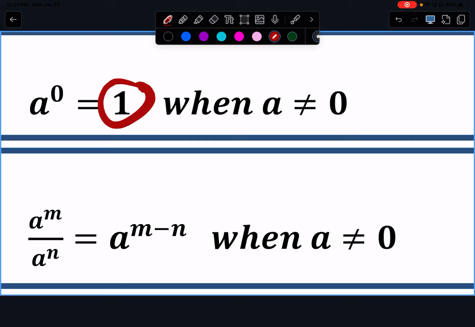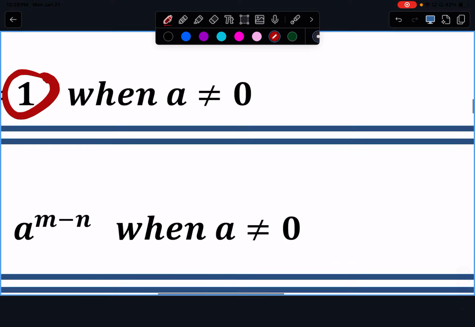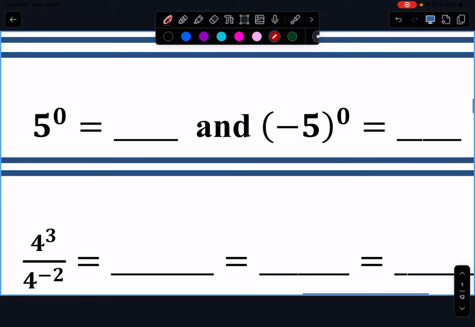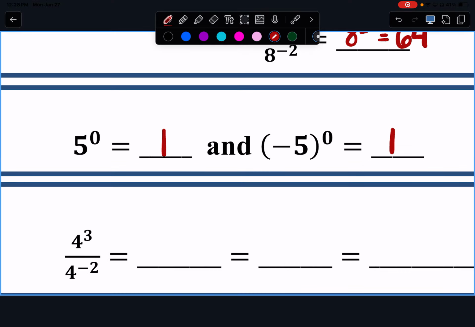Negative 7,500 to the 0 power? 1. 5 to the 0 power? Negative 8 to the 0 power? So 5 to the 0 power is? Negative 5 to the 0 power? 1. So we are going to look at why that happens.